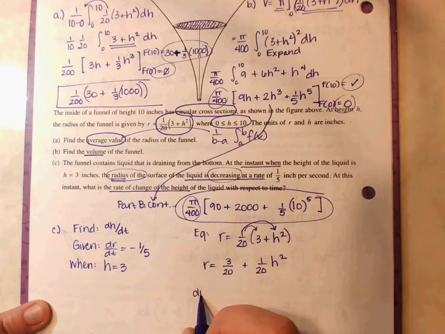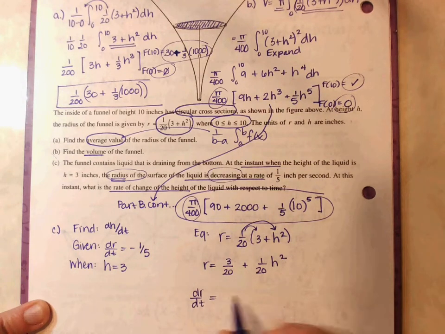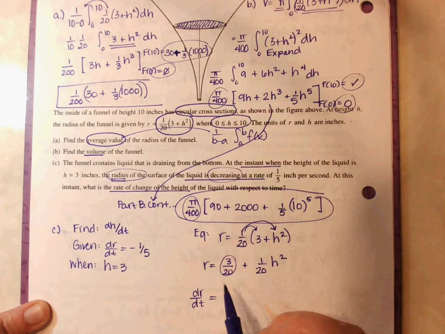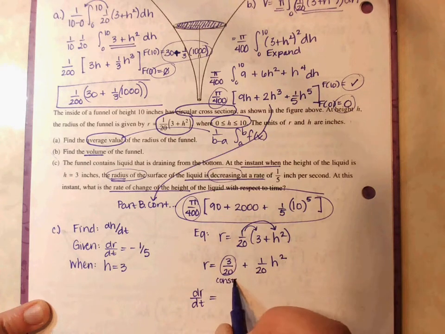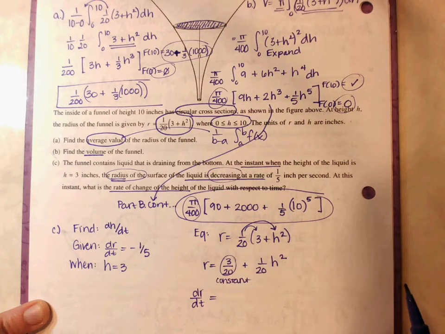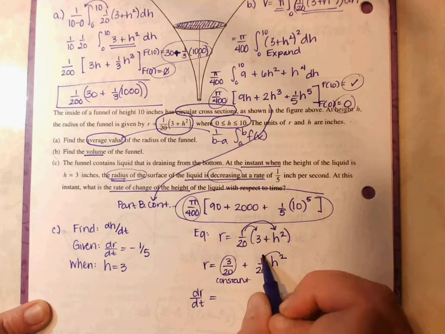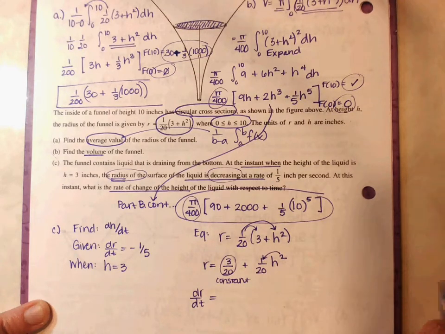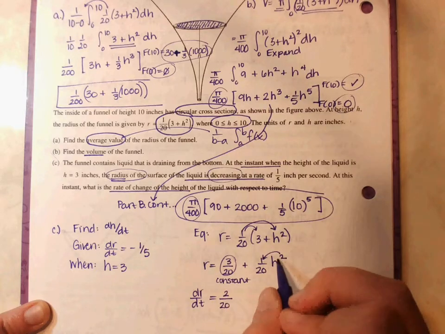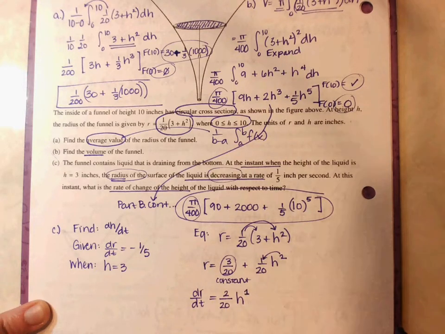Okay, so the derivative of r is dr/dt. And now that this is a constant, the derivative of a constant is 0, so that's going to go away. Then over here I'm going to bring my 2 down. 2 times 1/20 is 2/20. And my h was squared, so now it's h to the 1. But then remember, because I'm taking the derivative with respect to time, I have to put a dh/dt on the end.